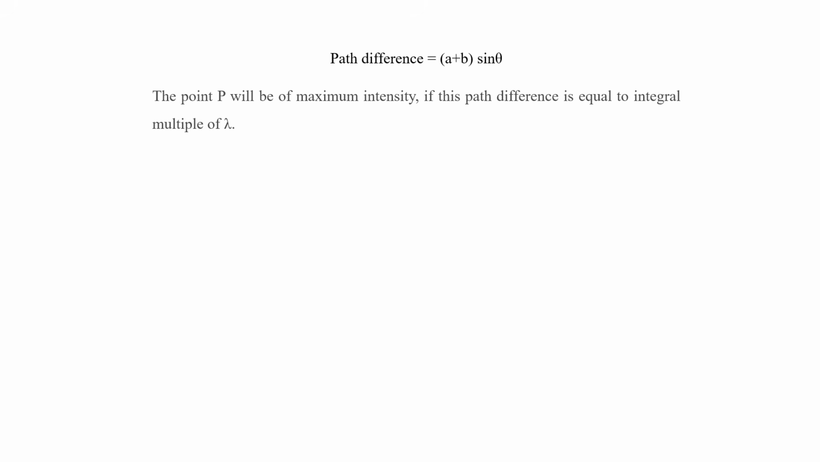Now, see the condition for the generation of diffraction of light rays. Let us consider light rays emerging from two consecutive slits. The path difference between the actual path and the diffracted path is equal to A plus B sine theta. Here, A represents the width of each slit, B represents the distance between two adjacent slits. The quantity A plus B is known as the grating element. Now, for the point P to have maximum intensity, the waves must interfere constructively. Constructive interference occurs when the path difference is equal to an integral multiple of the wavelength.